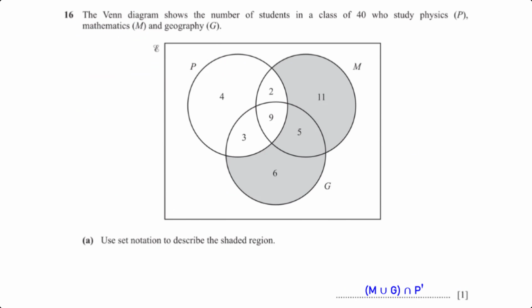The Venn diagram shows the number of students in a class of 40 who study physics, mathematics, and geography. Use set notation to describe the shaded region. The shaded region is in M union G and not in P. We can describe this as M union G intersection P complement.